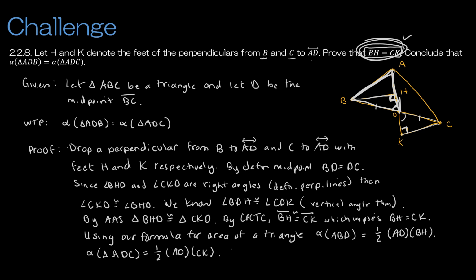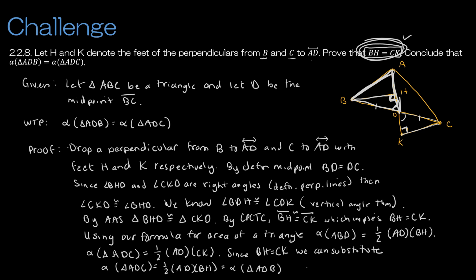And now I can say since BH is equal to CK, we can substitute to write the area of triangle ADC is equal to 1/2 AD times BH, which is the same as the area of triangle ADB. So therefore, the triangles are the same area.